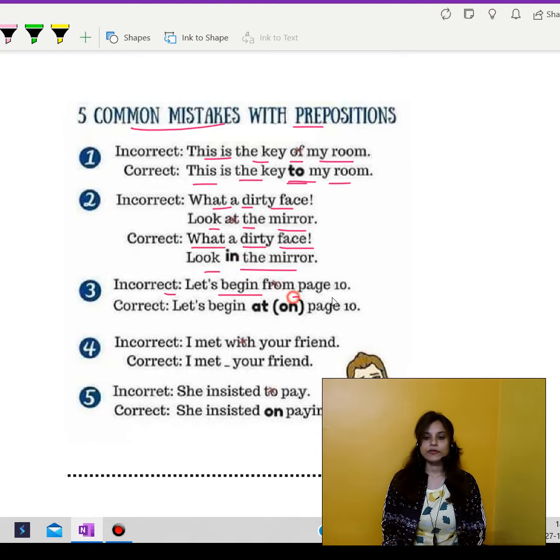Incorrect. Let's begin from page 10. Let's begin at page 10 or let's begin on page 10.